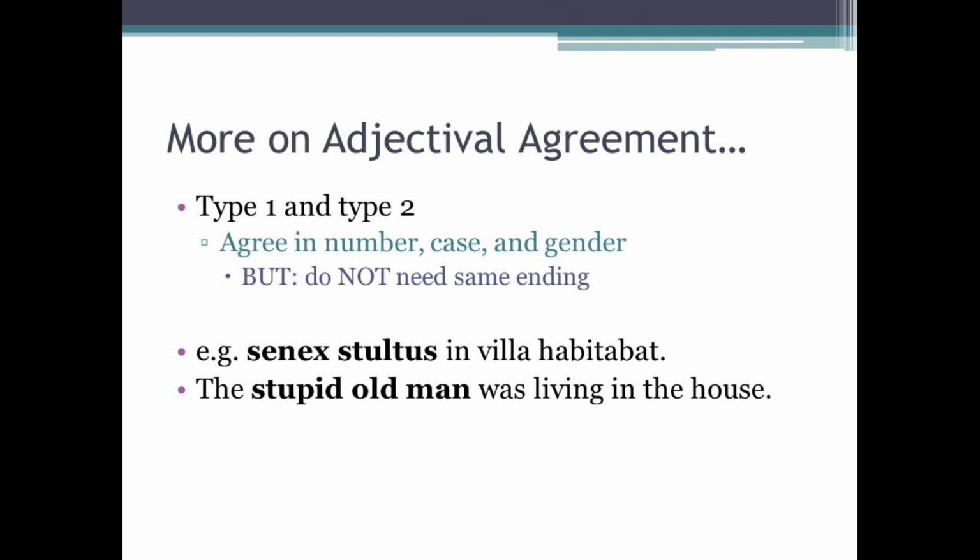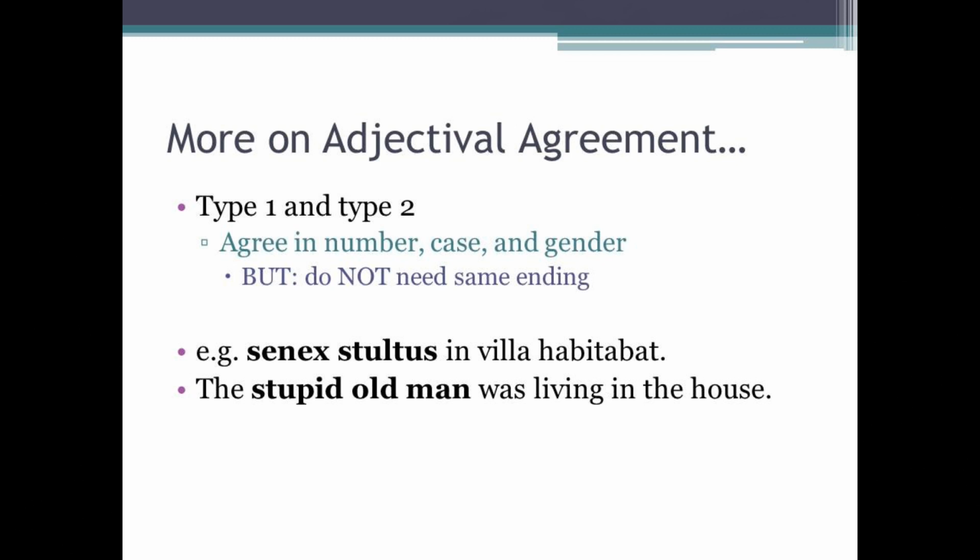Adjectives in Type 1 and Type 2 can agree with a noun of any declension. They will have the same number, case and gender, but the two words don't need to have the same ending because they're in different groups.